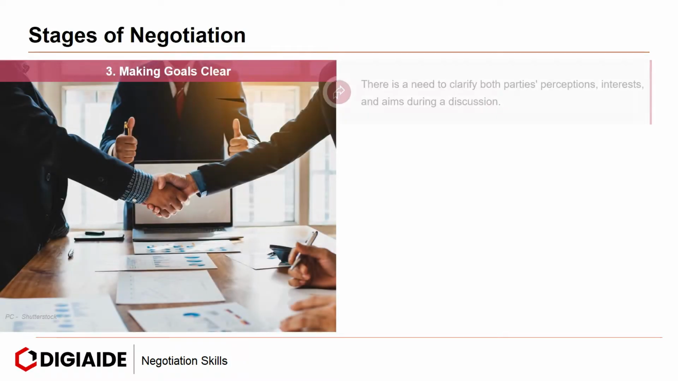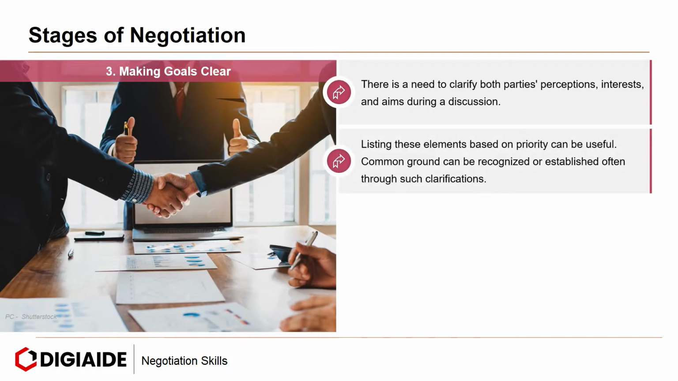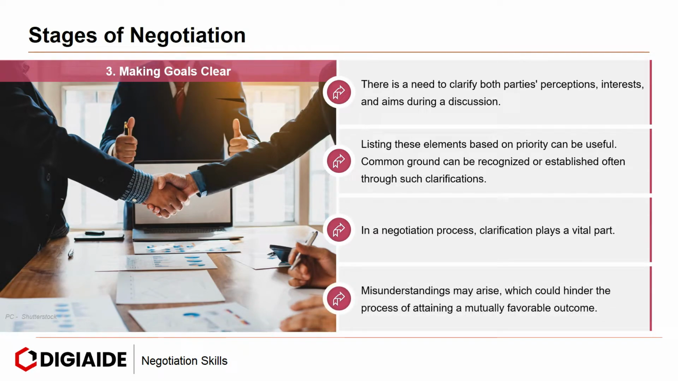Making goals clear. There is a need to clarify both parties' perceptions, interests, and aims during a discussion. Listing these elements based on priority can be useful. Common ground can be recognized or established, often through such clarifications. In the negotiation process, clarification plays a vital role. Misunderstandings may arise, which could hinder the process of attaining a mutually favorable outcome.